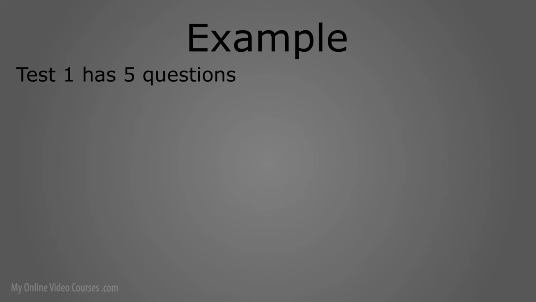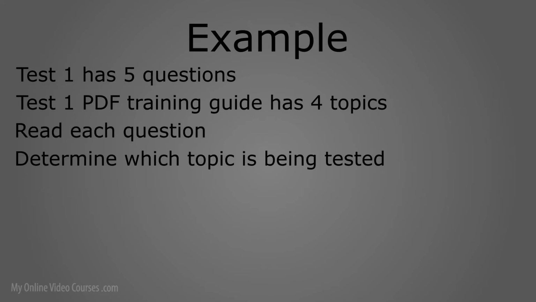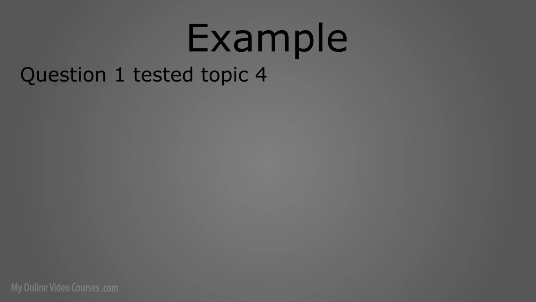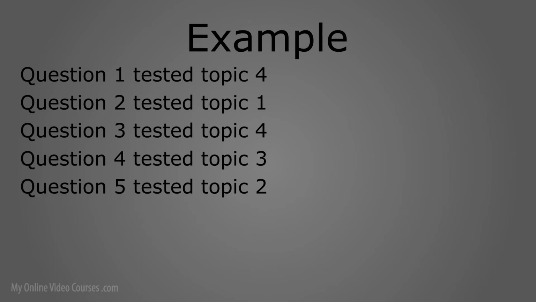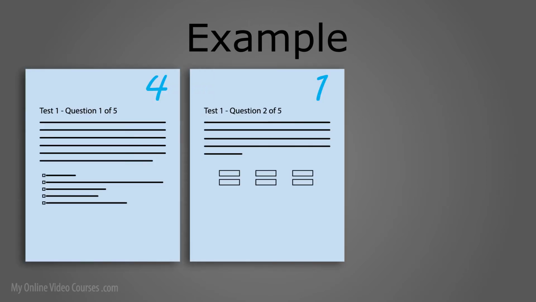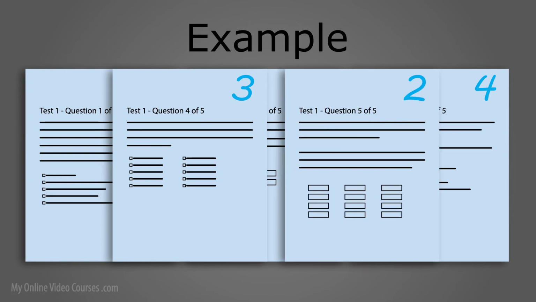For example, let's say Test 1 has 5 questions and the PDF training guide for Test 1 has 4 topics. I read each question of Test 1 and determined which topic of the PDF training guide was being tested for each question. So for this example, Question 1 tested Topic 4 of the training guide. Question 2 tested Topic 1. Question 3 tested Topic 4. Question 4 tested Topic 3. And Question 5 tested Topic 2. Then I wrote the topic number on the test question. I did this for each question for each test.